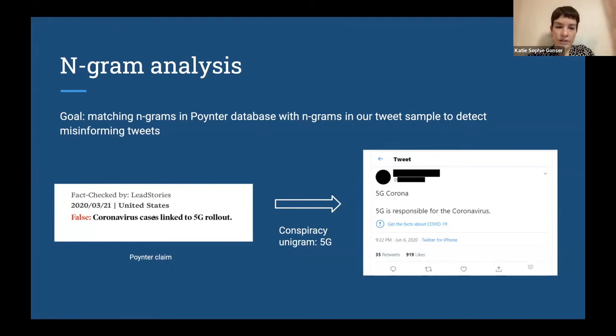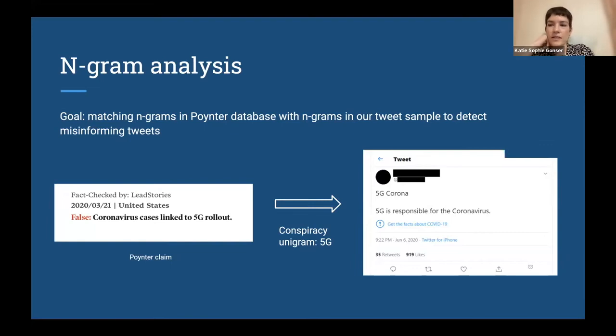So here we have a pointer claim, and it's about coronavirus being linked to the 5G rollout. And this claim falls under the conspiracy theme. So actually we found that the top unigram under the conspiracy theme is 5G. So we can use that to infer that this tweet, this isn't actually from our sample, it's just an example I found, is likely misinforming. And here we're using unigrams and bigrams for our work because tweets are so short that we found that trigrams aren't that useful.